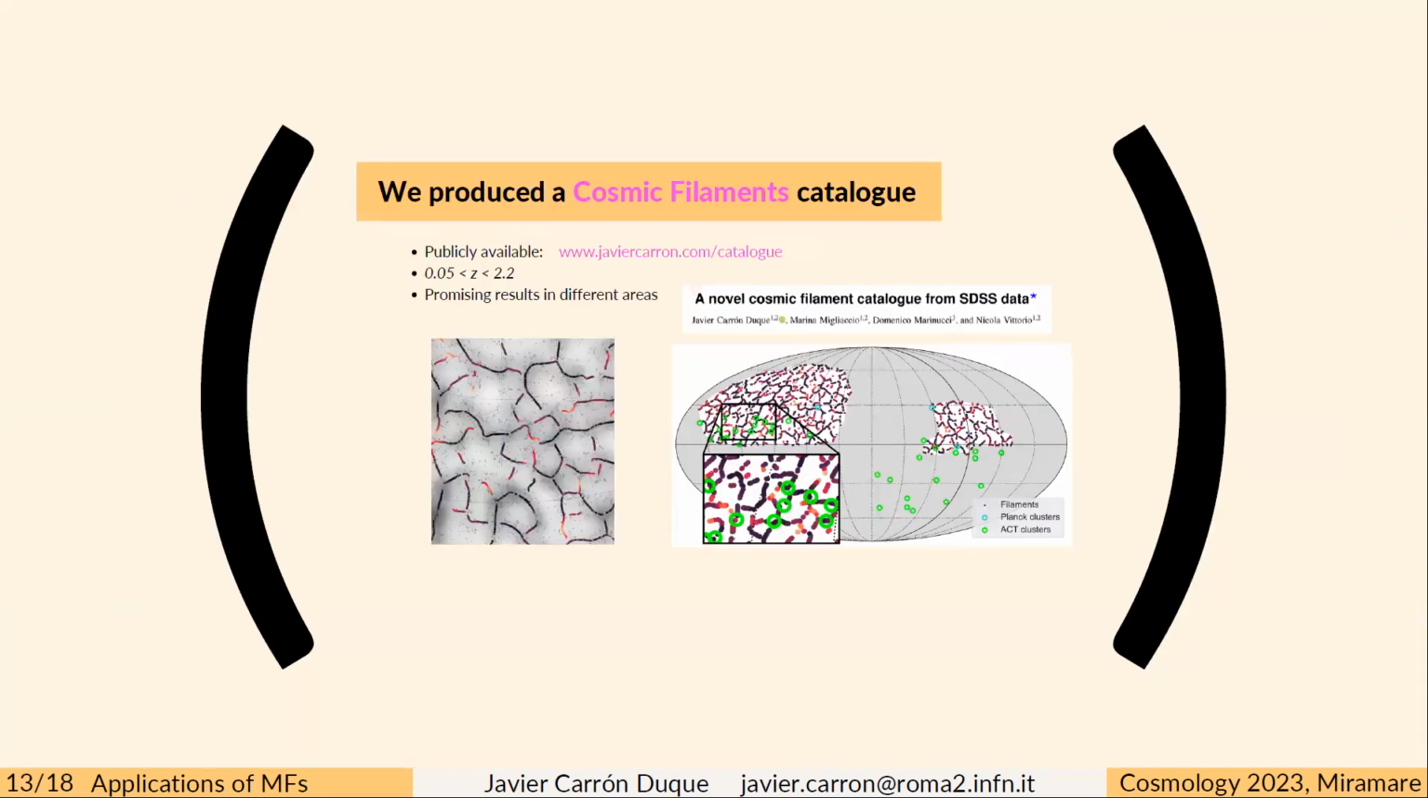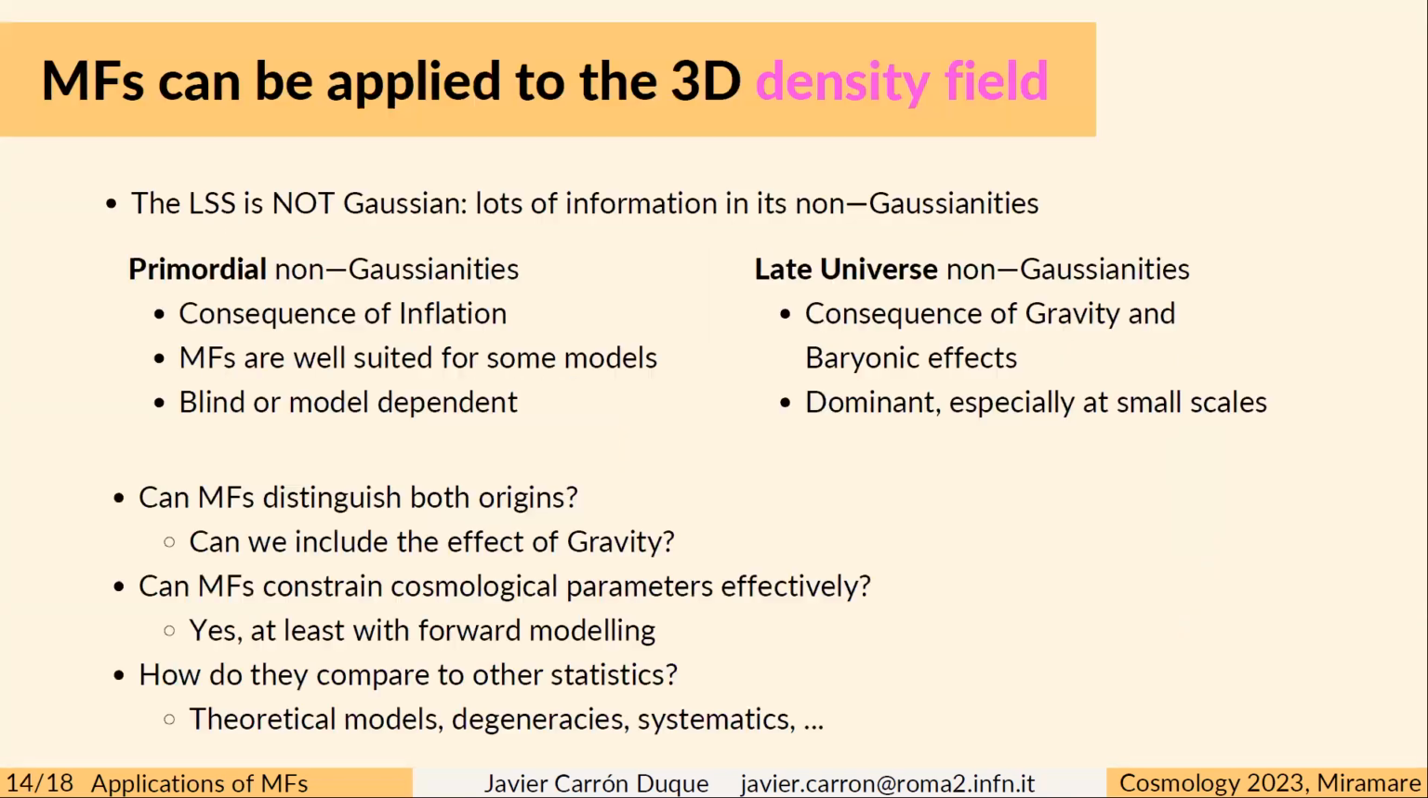A small parenthesis: in my other project, I work on the cosmic web. We have developed a catalog of cosmic filaments. If you're interested in this, feel free to have a look. I think it's producing good results. It has high redshift, machine learning, all of these buzzwords. I mention this because I am interested in large scale structure as well, so of course, I'm interested in applying Minkowski functionals to the large scale structure.